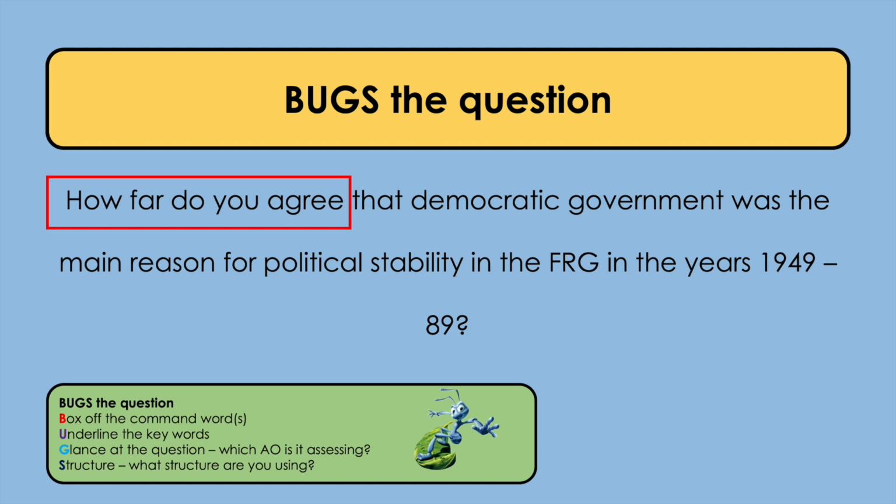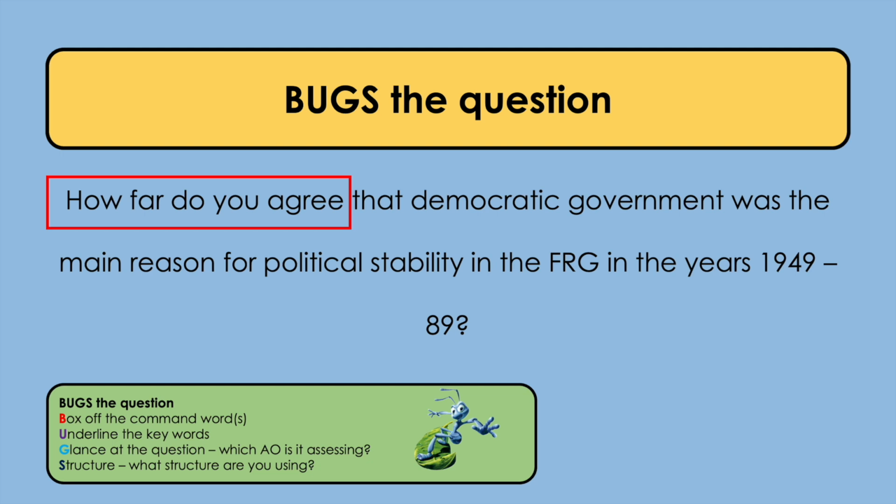So we've boxed off our command word. We know that it's asking for our opinion, and that's really important to note. You can't sit on the fence in an A-level history essay. You must come down on one side or the other. If you sit on the fence, you're only going to get splinters. You have to come down on one side or the other. So the question wants to know whether or not we think it was democratic government that was the main reason, or whether we think it was something else.